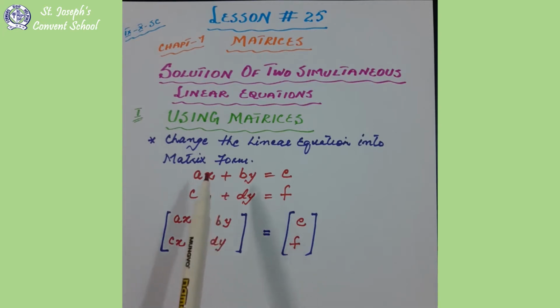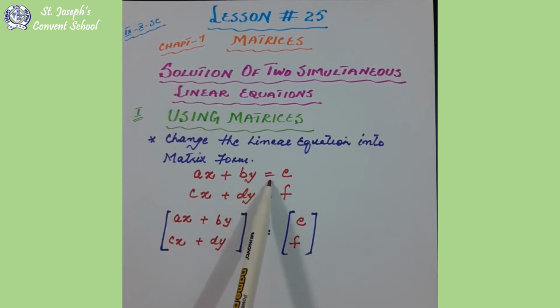Now this is the standard form of the equation. If the equation is not in this form, you will arrange it in this form. First you will write x, then you will write y, then equals the constant number. So this is the first step to change the linear equation into matrix form.